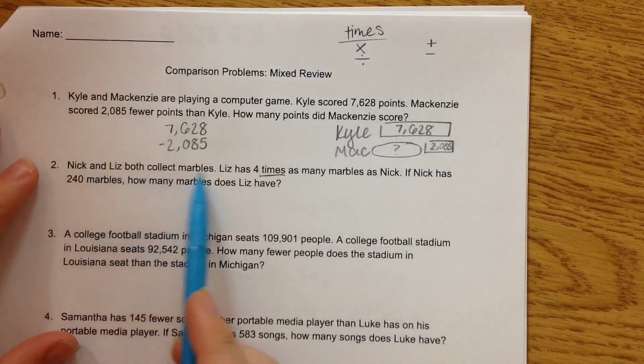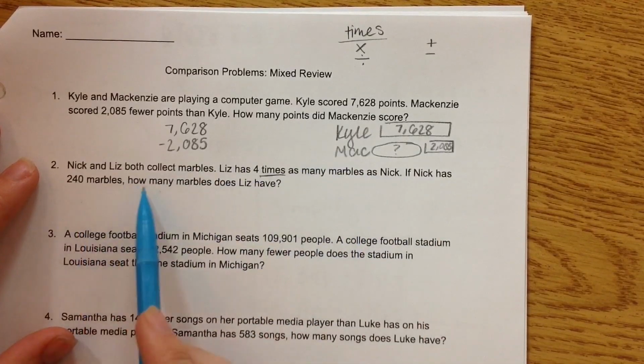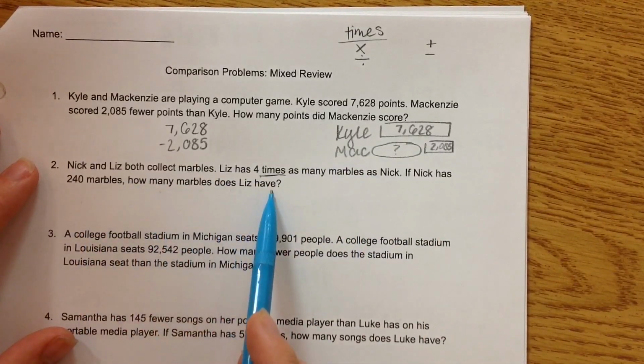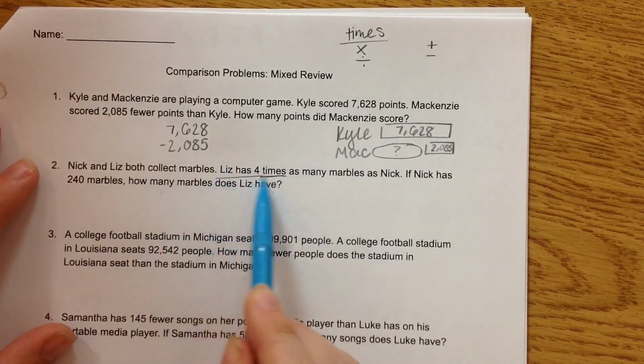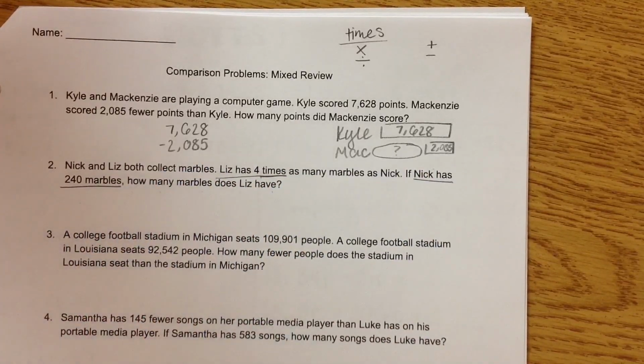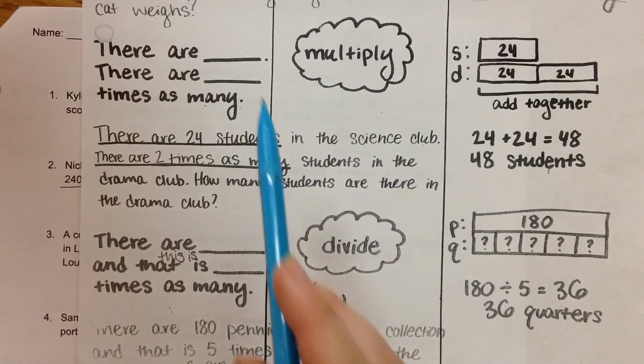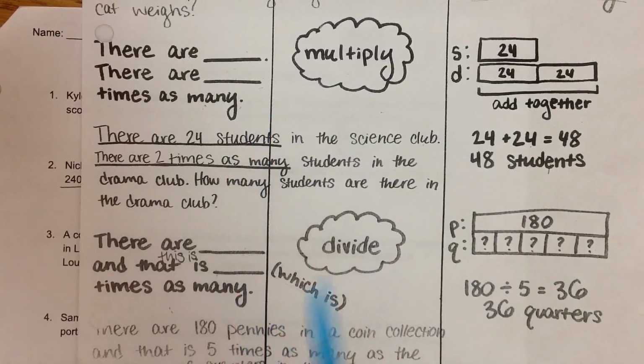So Nick and Liz both collect marbles. Liz has 4 times as many marbles as Nick. If Nick has 240, how many marbles does Liz have? Okay, we know she has 4 times the amount that Nick has. So that should help you figure out which one it is. Now, it's not always going to be word for these two, and I get that. So you're really going to have to use your brain when it's these two, okay?